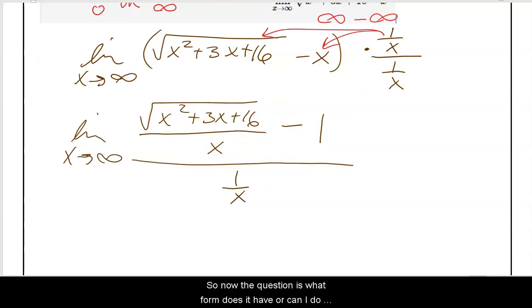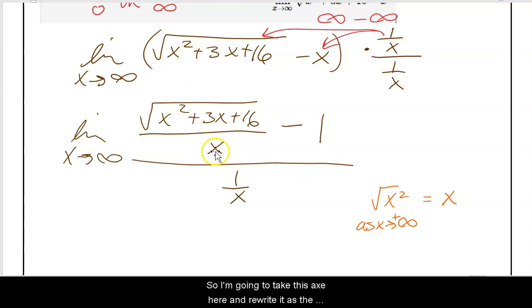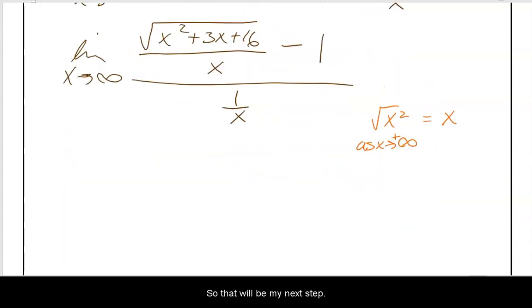So now the question is, what form does it have, or can I do some algebra to clean it up? And the answer is, yeah, you could do a little bit more algebra. X is going to positive infinity. Since x is going to positive infinity, then the square root of x squared as x goes to positive infinity is equal to just x. So I'm going to take this x here and rewrite it as the square root of x squared so that I can combine the two radicals together. So that will be my next step.